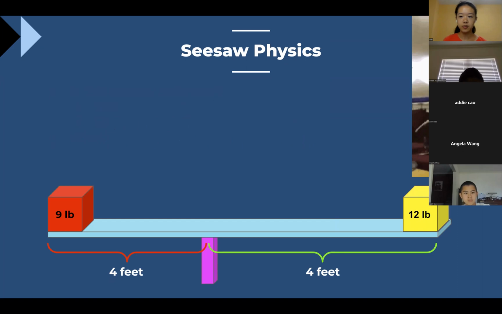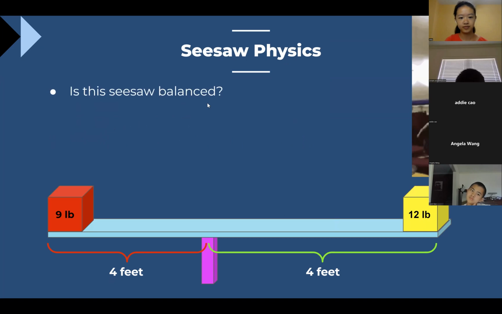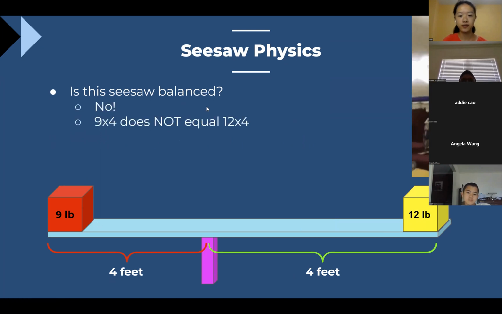Okay, one more. So is this one balanced? Yep, you guys got it. So the left side is 9 pounds times 4 feet, which is 36. And the right side is 4 feet times 12 pounds, which is 48. So those aren't equal, so this is not balanced.